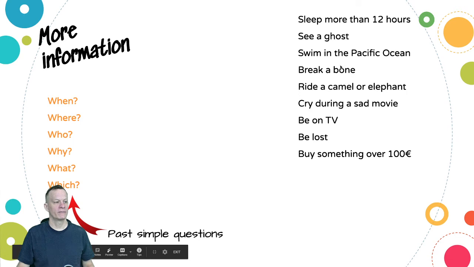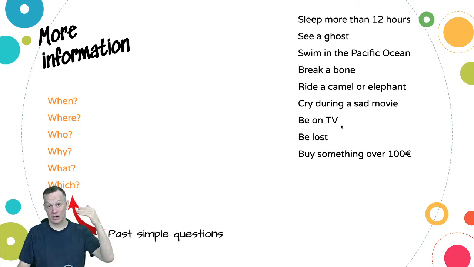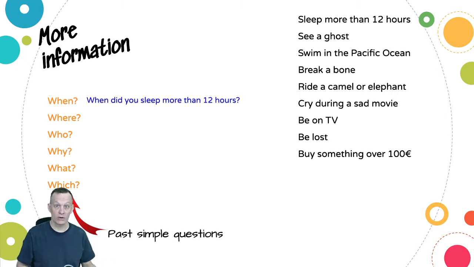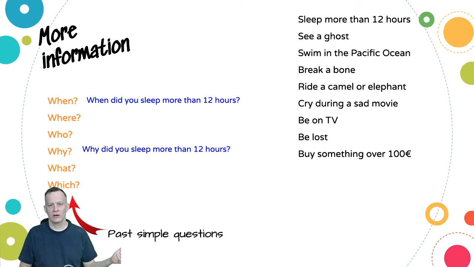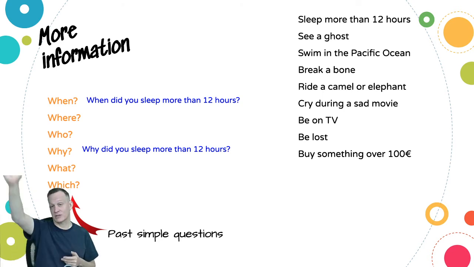So here we have some of the experiences from before. And for more information, we use the past simple. So, for example, sleep more than 12 hours. Have you ever slept for more than 12 hours at one time? Well, yes, I have. Okay, when did you sleep more than 12 hours? Well, I think I was 15. And why did you sleep more than 12 hours? Oh, I was so tired because I played 2 football games with my friends, and then I was studying all night, and when I fell asleep, I just slept and slept and slept, and I didn't wake up for 12 hours.